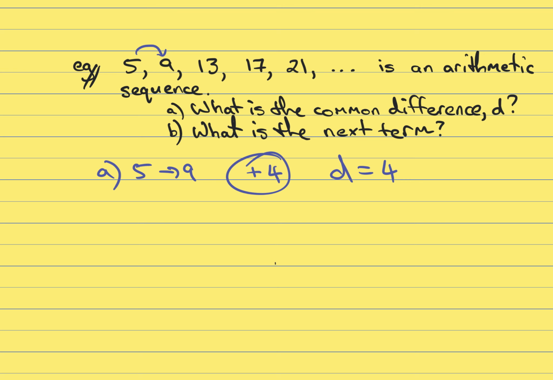Second question then is, what is the next term? So we've got 5, 9, 13, 17, 21, and we're not given the next term. So the next one would be 21 plus that common difference, which is 4, which is equal to 25. So our next term would be 25. Just quickly, if you wanted to check that first answer for the common difference, you could have a look at some of the other terms as well, and you'd see that the common difference there is 4 between each of those successive terms.